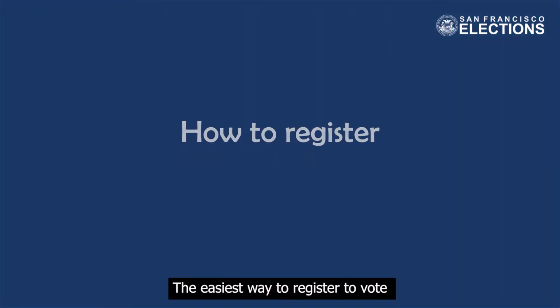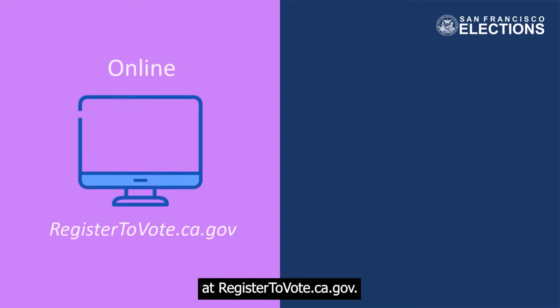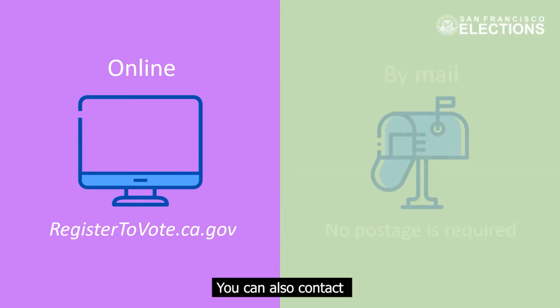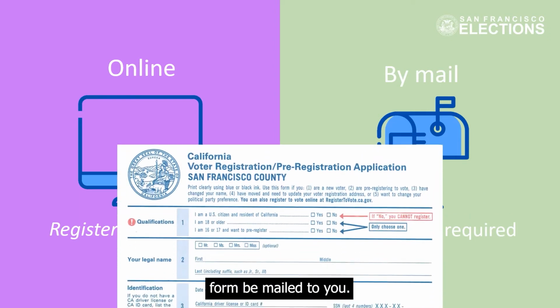The easiest way to register to vote is to fill out the online form at registertovote.ca.gov. You can do this from any computer or mobile device, at home, work, or at a public library. You can also contact the Department of Elections to request a paper registration form be mailed to you.